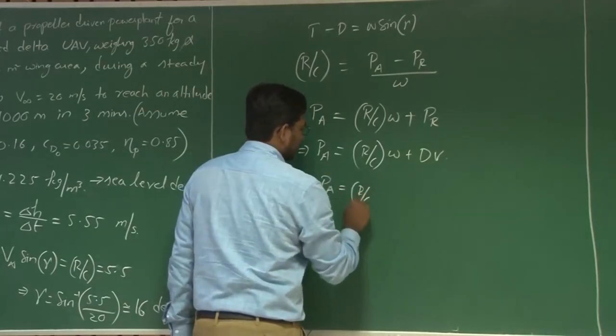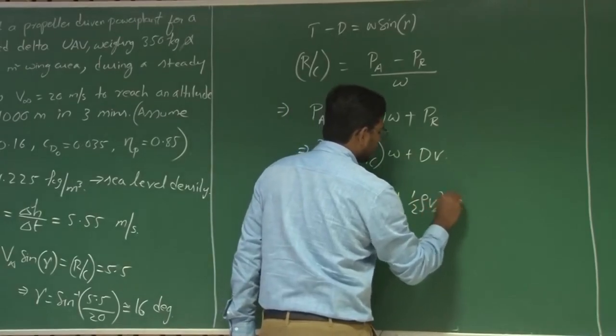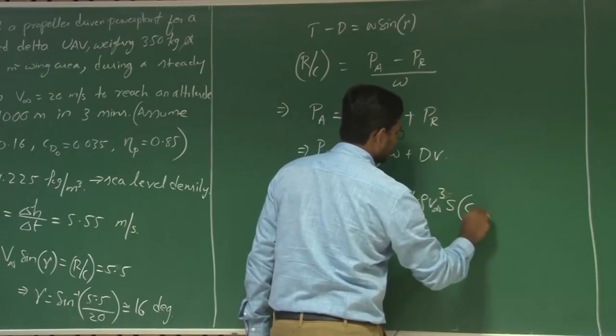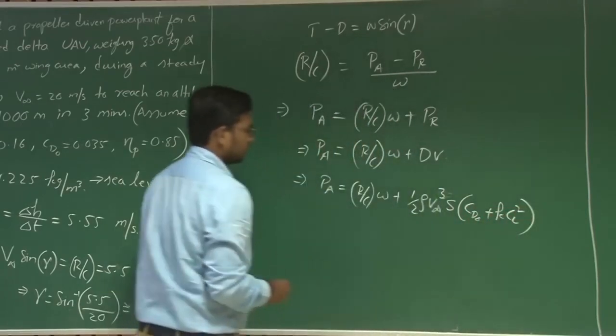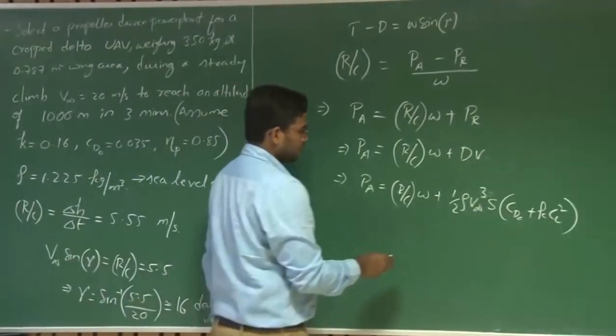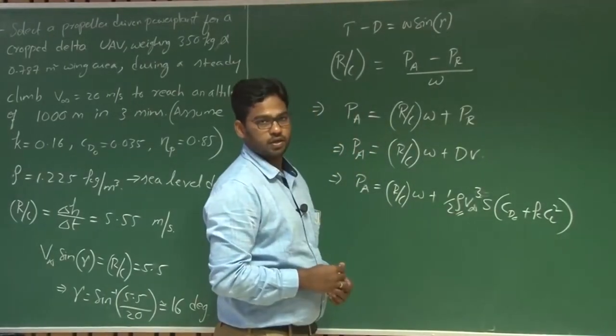So rate of climb into W plus half rho V infinity square S, so it will be V infinity cube S into CD naught plus K into CL square. We have CD naught and K from here. So now we need to figure out what is the density at 1 kilometer altitude.